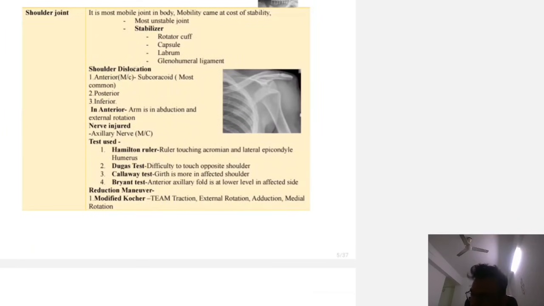Now the next topic is shoulder dislocation. So in shoulder dislocation, what is dislocation? Dislocation is, if two bones are forming the joint and one bone is dislocated anteriorly or posteriorly, it leads to dislocation of the joint. So in shoulder dislocation, the humerus, in most of the cases, goes anterior, and in some cases it goes posterior. There are three types of dislocation: anterior, posterior and inferior. The most common is anterior, and the most common anterior is subcoracoid.